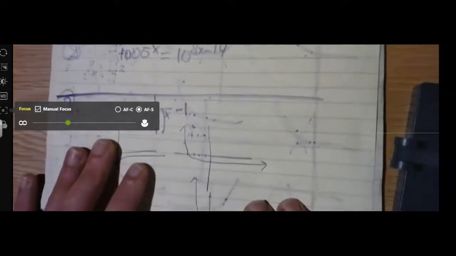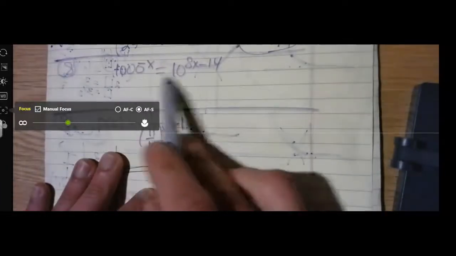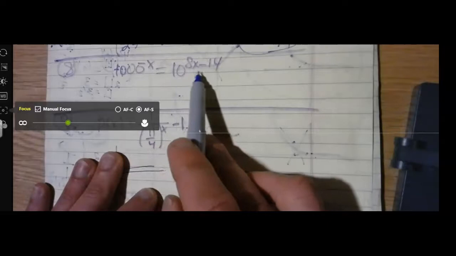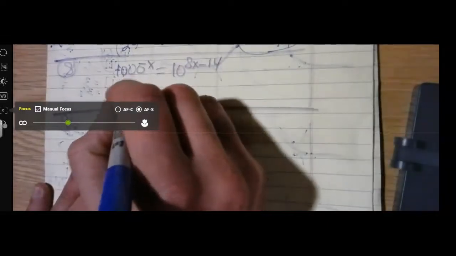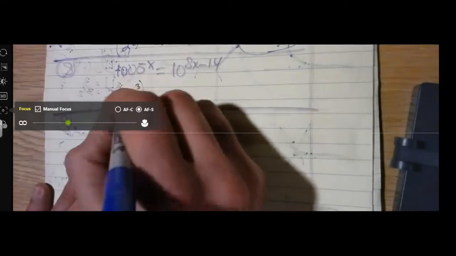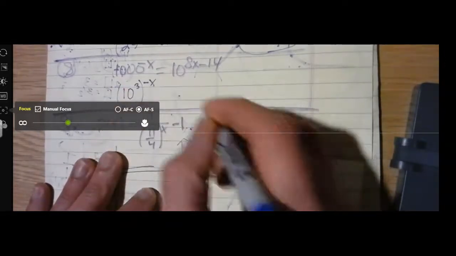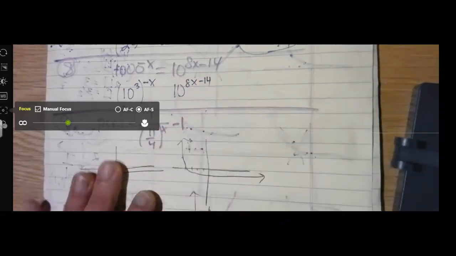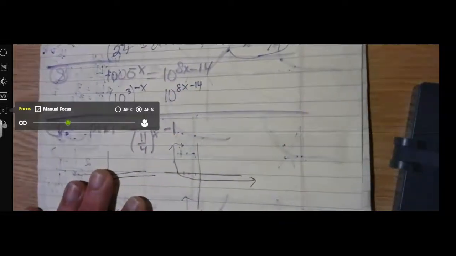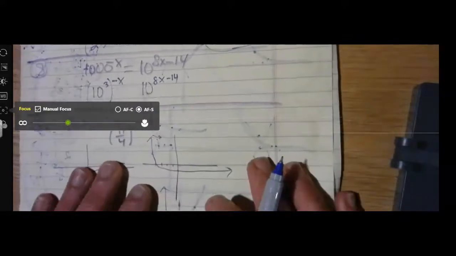Moving down to number 8, if you could see it. Right there, you have 1,000 to the negative x power equals 10 to the 8x minus 14. So you probably notice we're going to have base 10 here. So we have 10 to the 3rd power raised to the negative x. And over here you're going to have 10 to the 8x minus 14. Alright, so then you have both with base 10.